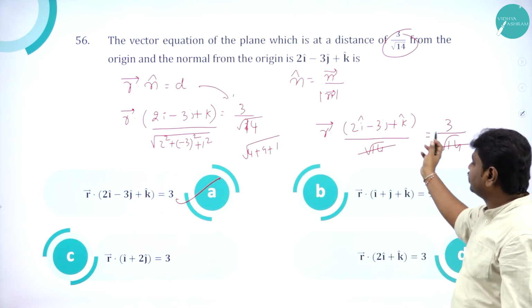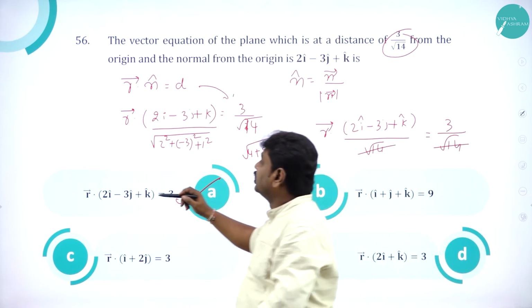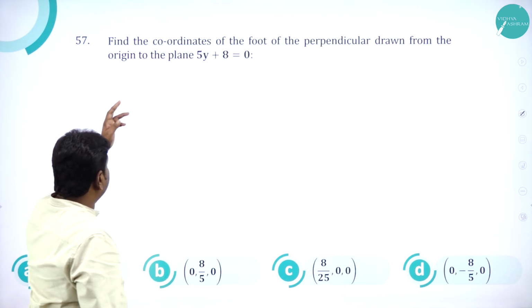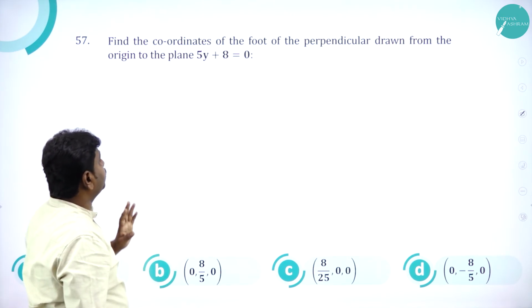It will cancel. The answer is this. That's it. Simple and direct question. Next. Find the foot of perpendicular drawn from origin to the plane.